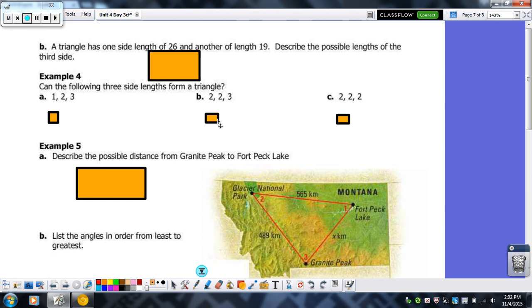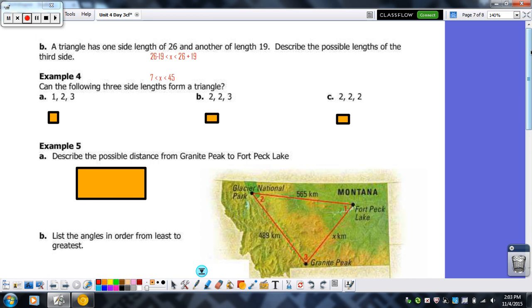Another example, a triangle has one side length of 26 and another of 19. Describe the possible lengths. Again, we need a range of values. So we subtract, we add, and our possible length is somewhere in the middle. 26 minus 19, which is less than x, which is less than 26 plus 19. So our number is somewhere between 7 and 45.